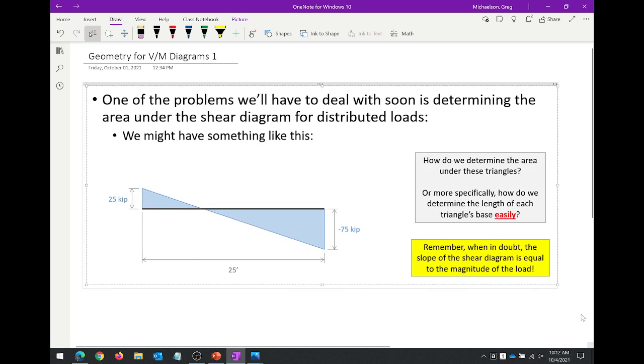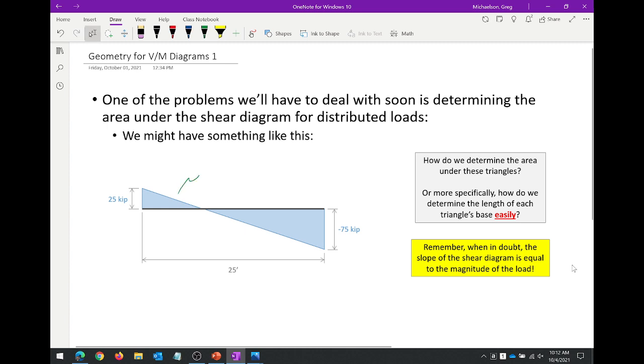Okay, so just so we're clear, the slope is -4, and if we want to be super consistent with our unit system, it is 4 kips per foot. Okay, and how did I determine that slope? It is the change in y over the change in x, which is -100 over 25 feet. Is everybody okay with that?